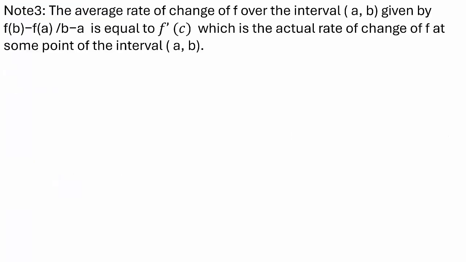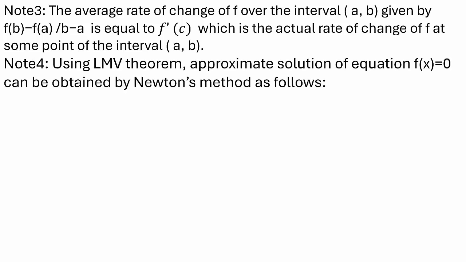Third note, the average rate of change of f over the interval AB, given by f(b) minus f(a) divided by b minus a, is equal to f dash c, which is the actual rate of change of f at some point of the interval AB.